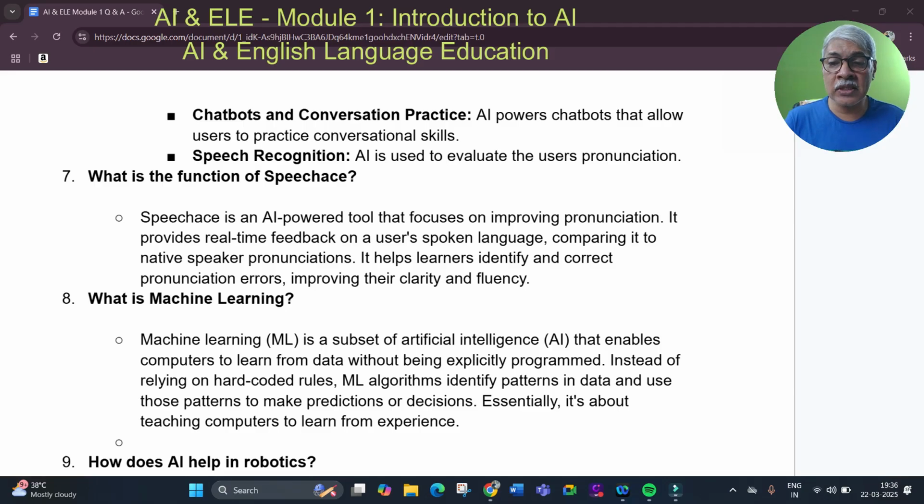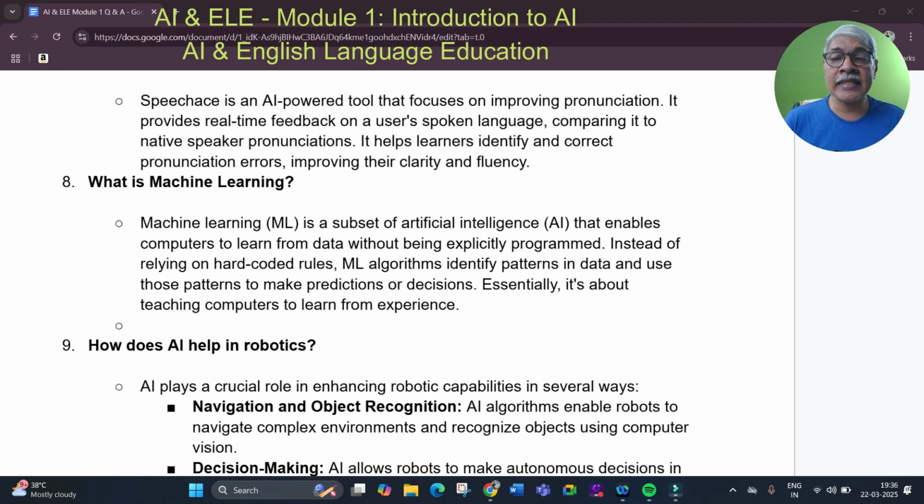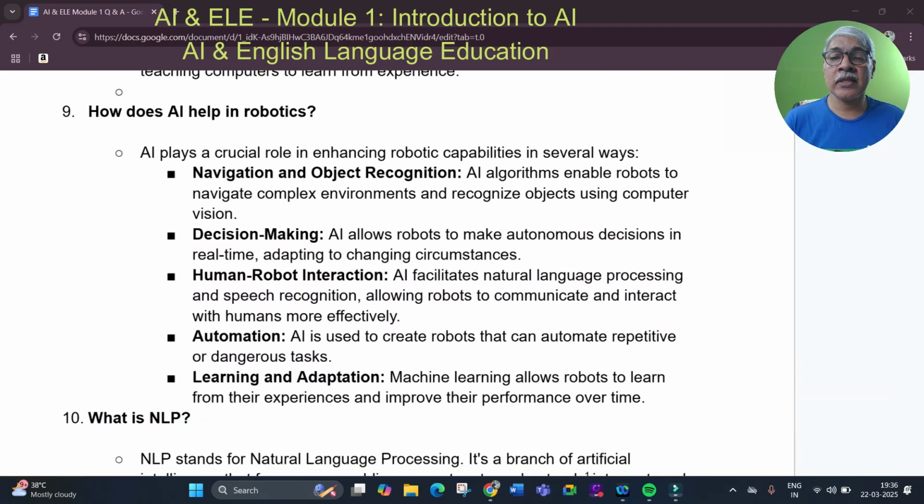It enables computers to learn from the data without being explicitly programmed. So the data that is given to the computers, it learns from that, and that particular sort of learning is known as machine learning. How does AI help in robotics?